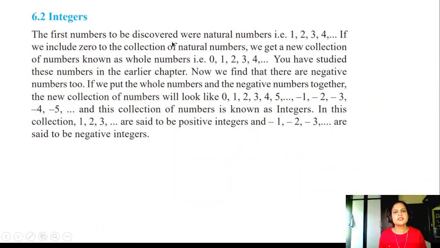The first numbers to be discovered were the natural numbers, that is 1, 2, 3, 4. If we include 0 in the collection of the natural numbers, we get a new collection called the whole numbers, that is 0, 1, 2, 3, 4. We have studied these numbers in earlier chapters.